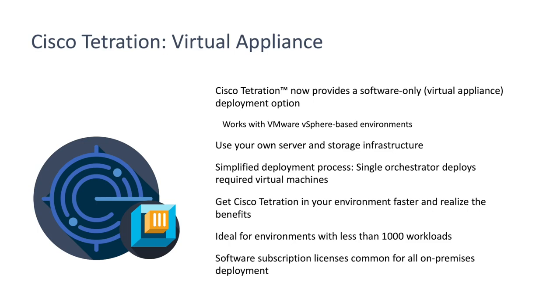So coming into the virtual appliance, Cisco Tetration is software only for a virtual appliance, and it does work on VMware vSphere. So this does use your own server and storage infrastructure, but it is a very simple deployment process. We deploy it off of a single orchestrator within your own environment. This allows us to spin up faster, and you can see the benefits and the value of Tetration very quickly. It is suitable and designed for up to 1,000 workloads.